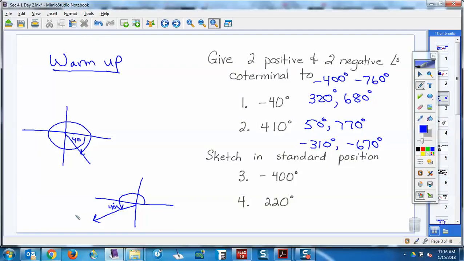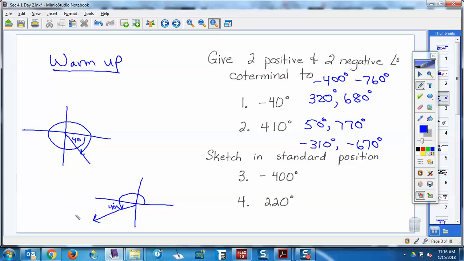All right, any questions on that? Okay, so negative 400. Now again, we gotta understand that the coterminal part is a pretty simple process, really, with adding or subtracting 360. The more important thing is the sketching, right? Negative 400. And you notice I put in what I call the reference angle, just to kind of show where it would be.